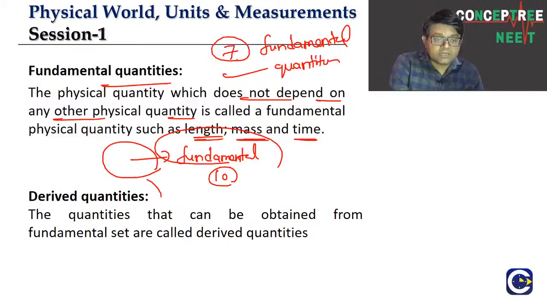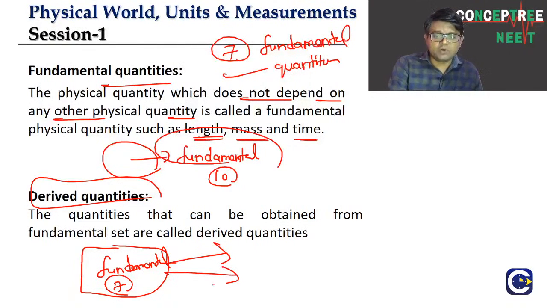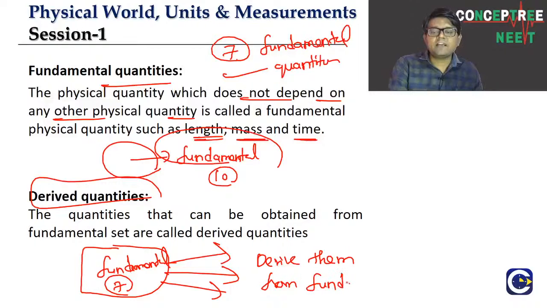Then derived, what is that? We have already taken one fundamental set. So what is the fundamental set? I am saying 7 are there. So these are derived quantities, we can derive them. We can derive them from where? From the fundamental. What do you mean by derive? It means we can relate. I'll just give you one simple example.